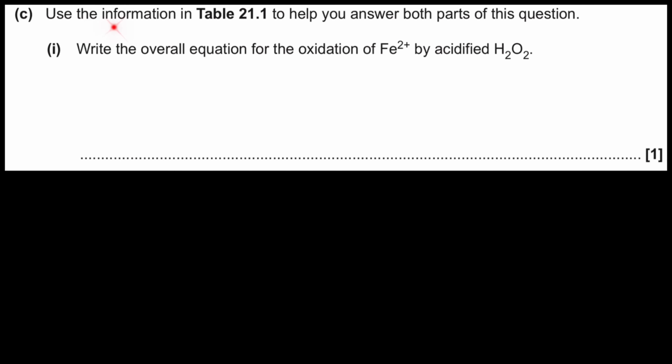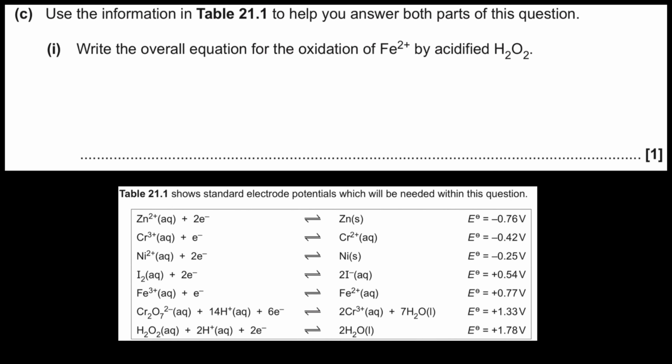Part C. Use the information in table 21.1 to help you answer both parts of this question. Part 1. Write the overall equation for the oxidation of iron 2 plus by acidified hydrogen peroxide, H2O2. Okay, so we're looking at iron 2 plus is going to be oxidized to iron 3 plus by acidified H2O2. This is iron 3 plus gaining an electron and being reduced to iron 2 plus, hence the standard reduction potential.